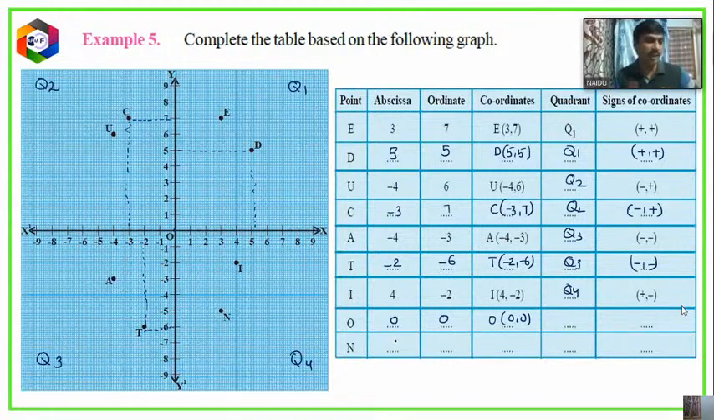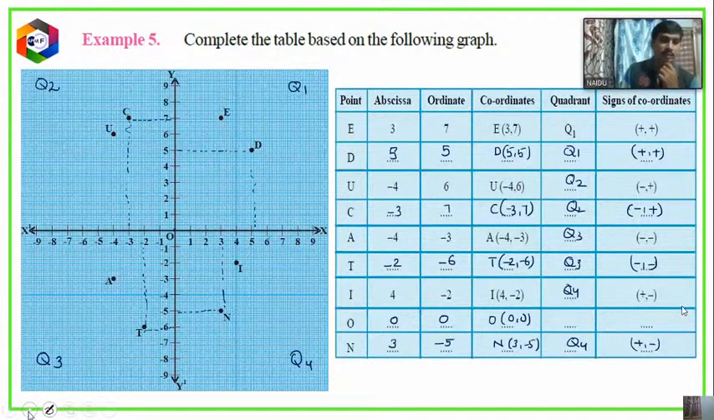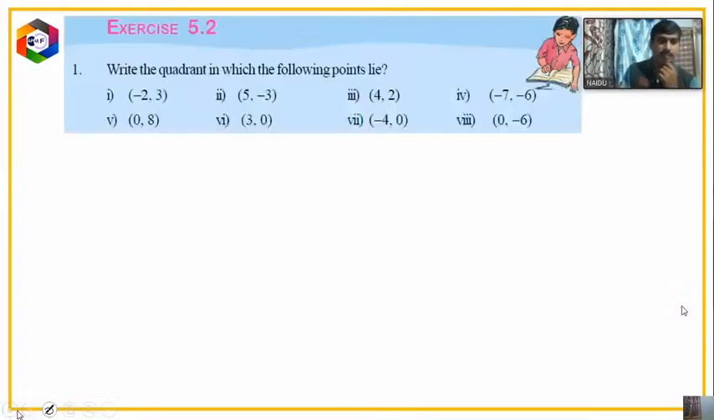And finally, come to N. Here, if we observe N, it is along the x direction 3 units, and along the y direction, if we observe, it is the negative direction of the axis. So the abscissa is 3 and the ordinate is minus 5. So finally the point N will be 3 comma minus 5, which lies in Q4. If you observe Q4, the x value is positive and the y value is negative. Is it clear, children? So from this, we can generalize one point.